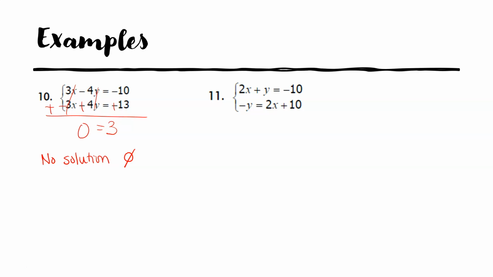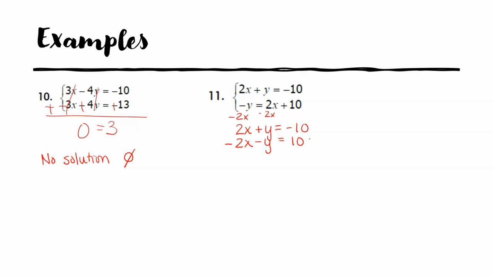Okay, so look at number 11. Well, there's something wrong first. The variables aren't lined up. So the first thing we need to do is rearrange the second one so we line everything up. So to do that, I'm going to have to 2x both sides. So now I have negative 2x minus y.